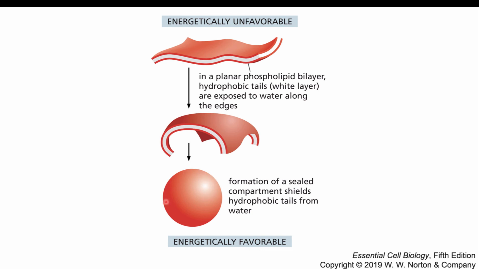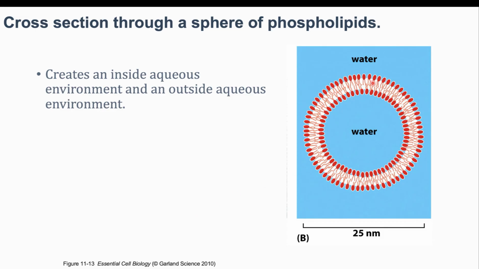If we were to take the sphere and section or cut through it, we would see this, where we have an aqueous or watery solution in the interior and an aqueous or watery solution in the exterior, with hydrophilic heads facing those aqueous environments and the hydrophobic tails together. And this would be true if this was a cell membrane where we have cytoplasm and extracellular fluid, or if this was within the ER and this was the cytoplasm. No matter what, this would be the orientation or the way that the phospholipids would align with one another.